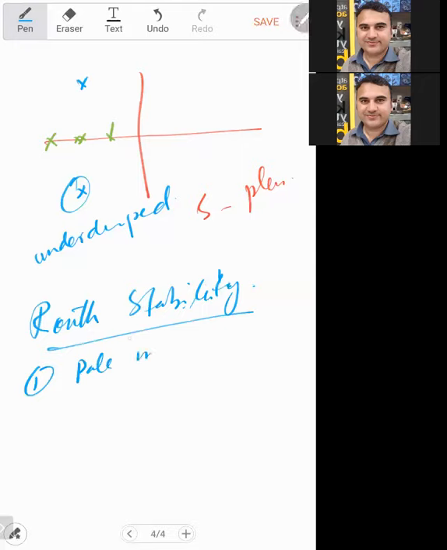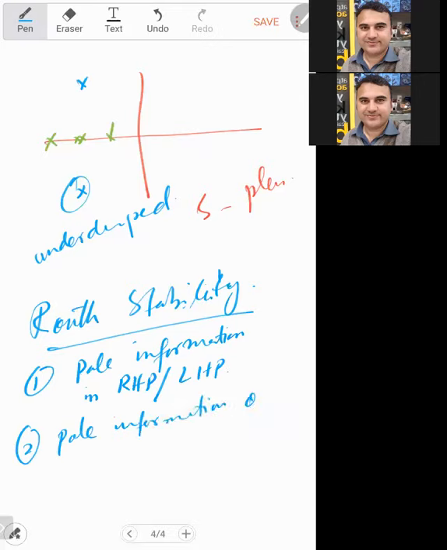Sorry, the pole information in the right half plane or the left half plane. So it will give you this information. It can also give you the information related to the poles located on the real axis or on the complex axis. Pole information on the real axis and imaginary axis.